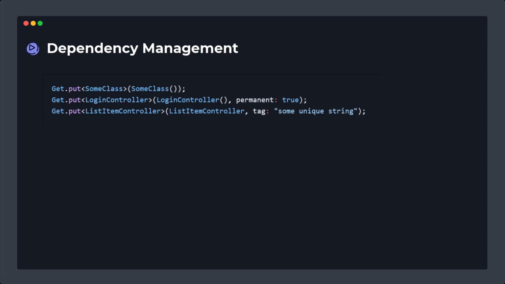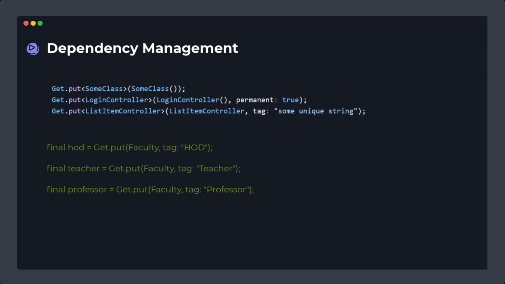We want to use that teacher class as directors, teachers, and some other things, but the class is the same. To create multiple instances, we can use the tag property. We have to call the Get.put, create the instance, and call the tag. By that unique tag, you will be able to identify or get the instance anywhere in your application.